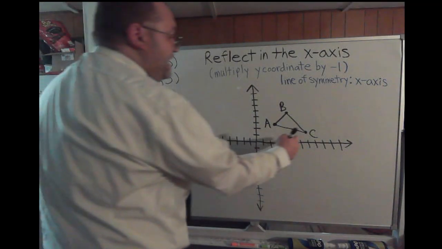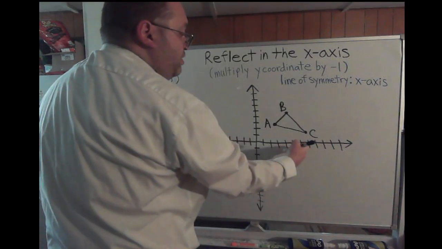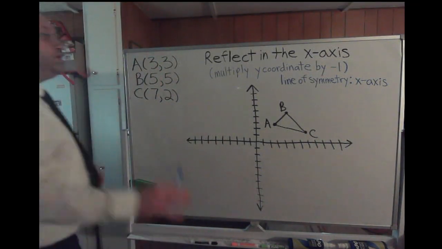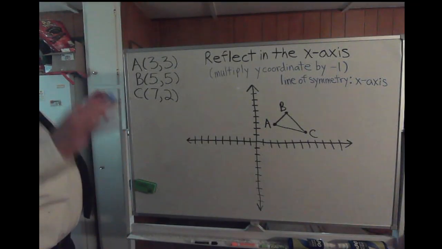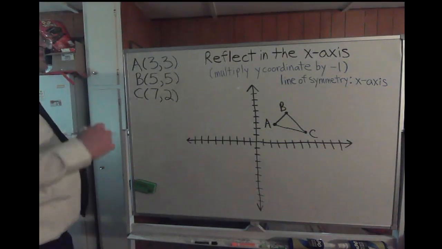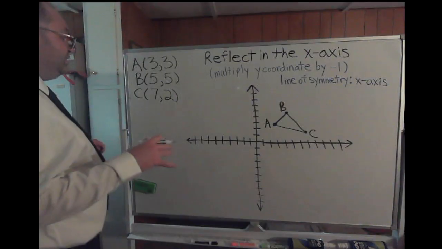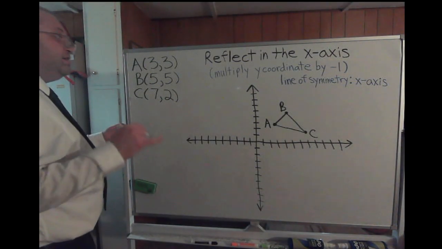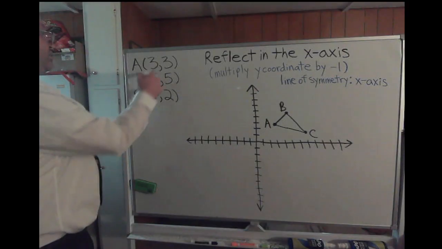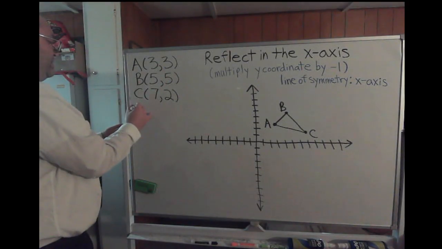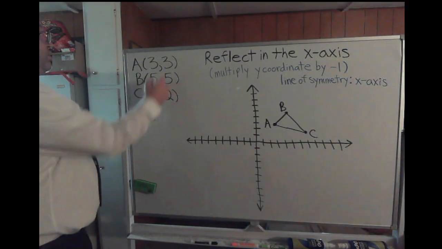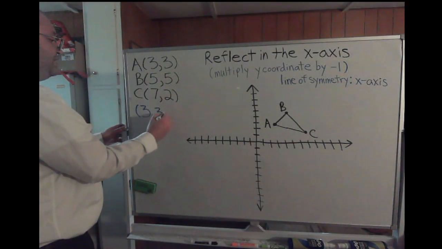The x-axis is our line of symmetry, or our mirror, if you will. So remember, when you reflect something across the x-axis, you leave your x-coordinate alone, but you multiply your y-coordinate by -1. So let's start with that 3, 3 coordinate for A. You'll leave your x-coordinate of 3 alone, but you'll multiply your y-coordinate of 3 by -1.